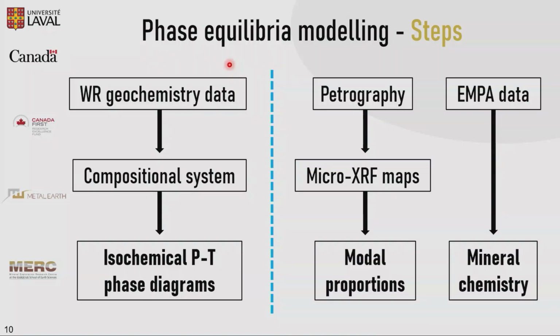Here we have the different steps that we took to retrieve the peak PT conditions from this rock. So first we use the whole rock data. We choose the compositional system, and then we calculated the isochemical PT phase diagram. We also estimated the model proportions of the major phases using micro-XRF and petrography. And also with the probe data, we got the mineral compositions that we use.